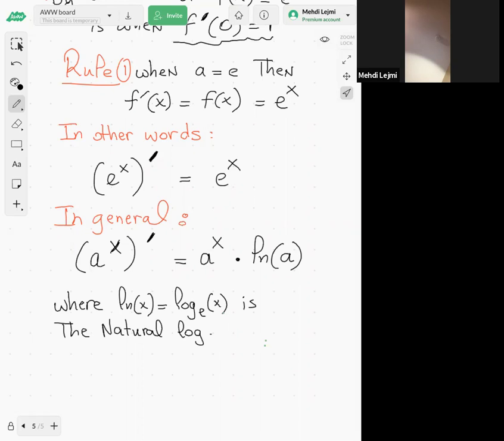So anyway, I guess I'm going to stop here. This is section 2.7. We are doing the derivative of a log, exponential, etc. So this is the derivative of exponential functions. But next time we're going to do, of course, the derivative of a log, etc.